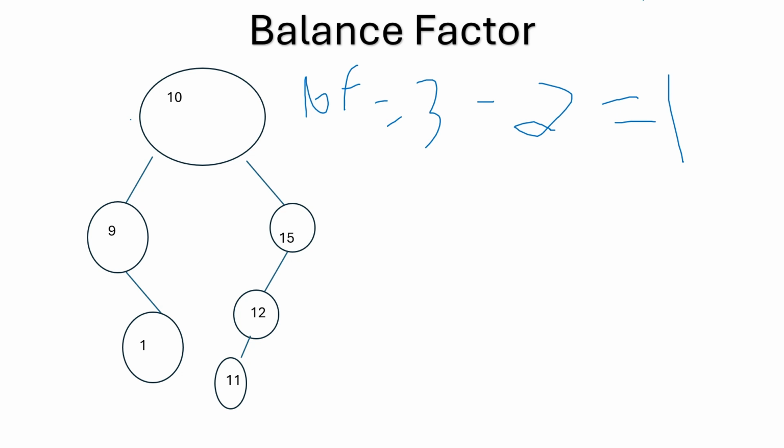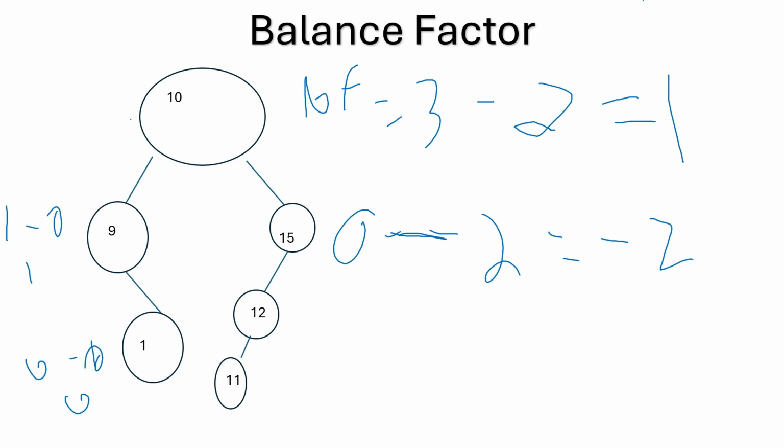But when you look at the 15 node, this one is just like the one before, 1 minus 0, that's balanced. That's 1. This is 0 minus 0, it's balanced. So the 15 node, the left child on the left side has a height of 2, so you go -2. There is no right child, so it equals -2. So the 15 is not balanced.